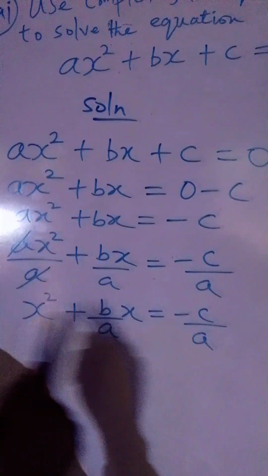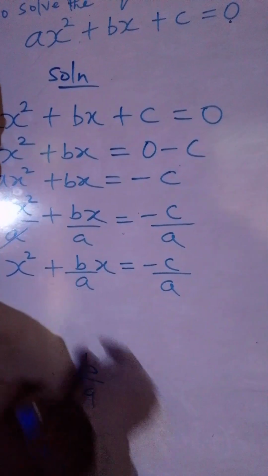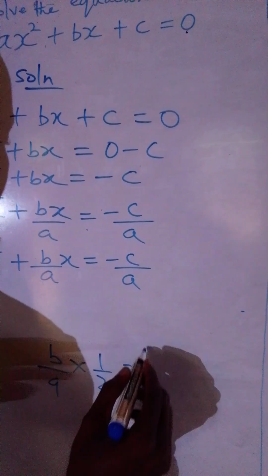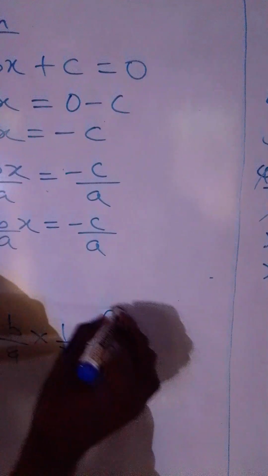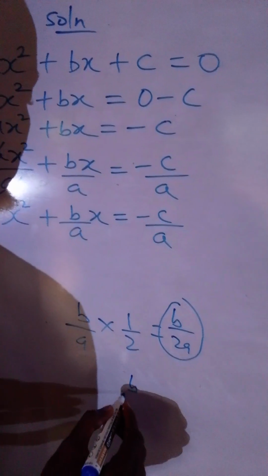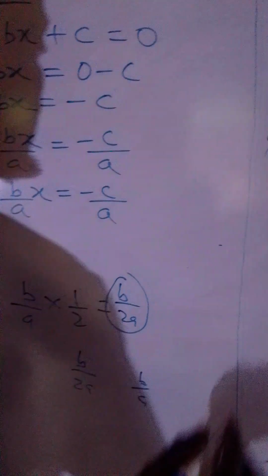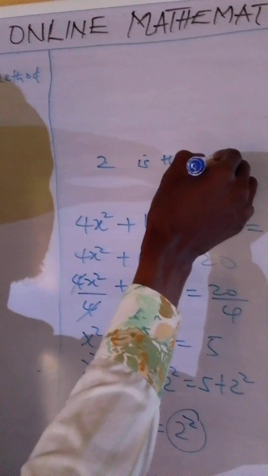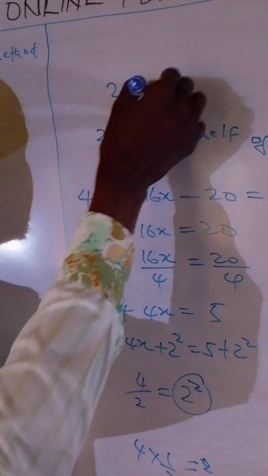So I'm going to add to both sides the square of half the quotient of x. What is the quotient of x? b over a, as you can see. Then half of it is what? Let's multiply by 1 over 2 to get half. b times 1 is b. a times 2 is 2a. So that means b over 2a is half of b over a. Anything that is half, like 2 is half of 4. So meaning that 2 plus 2 gives us what? 4.